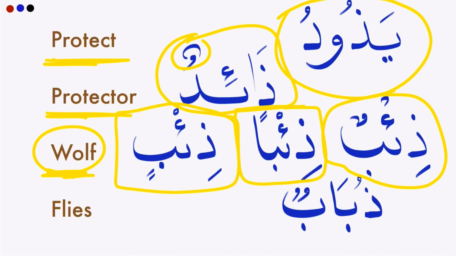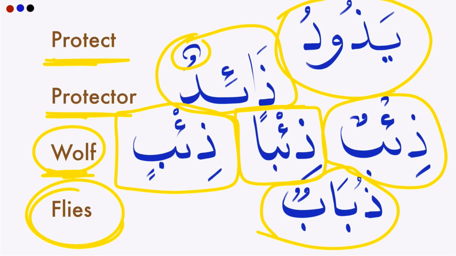Flies. ذباب. Similarly, challenge yourself. Change the tanween at the end to tanween fatha or tanween kasra. It becomes ذبابان or ذبابين.